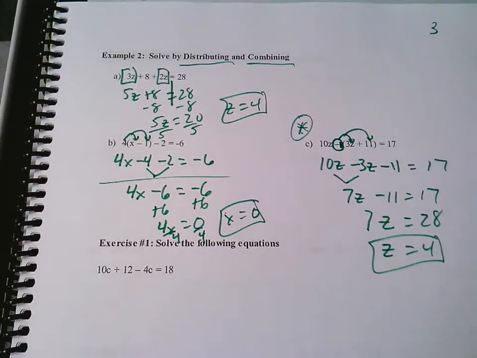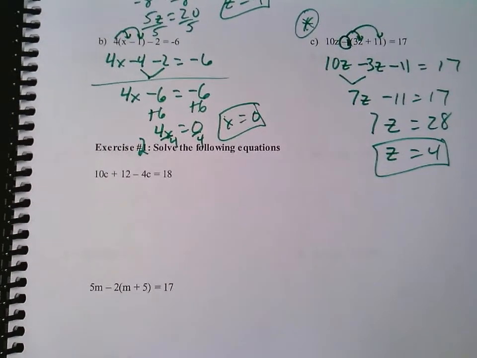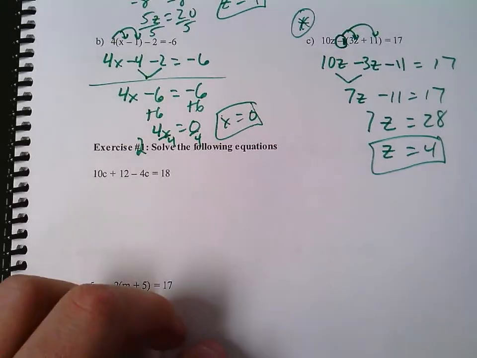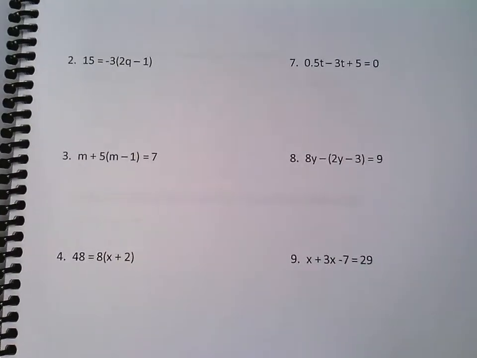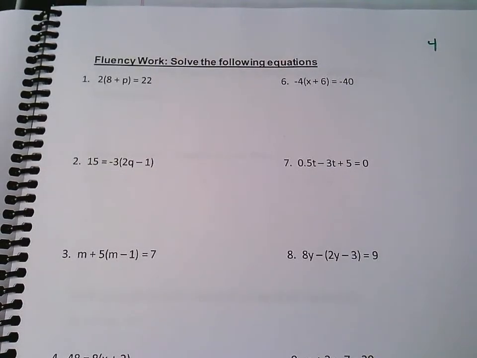Okay, then your second checkpoint would be this exercise, which is really exercise number 2. And from there, after that, is the fluency page that's on the next page, which would be numbered 4. And I'm going to have you guys number these pages as we go.